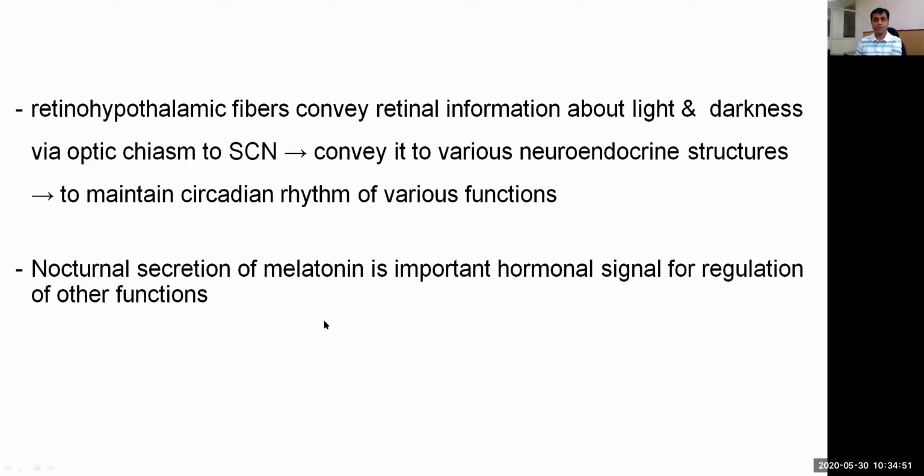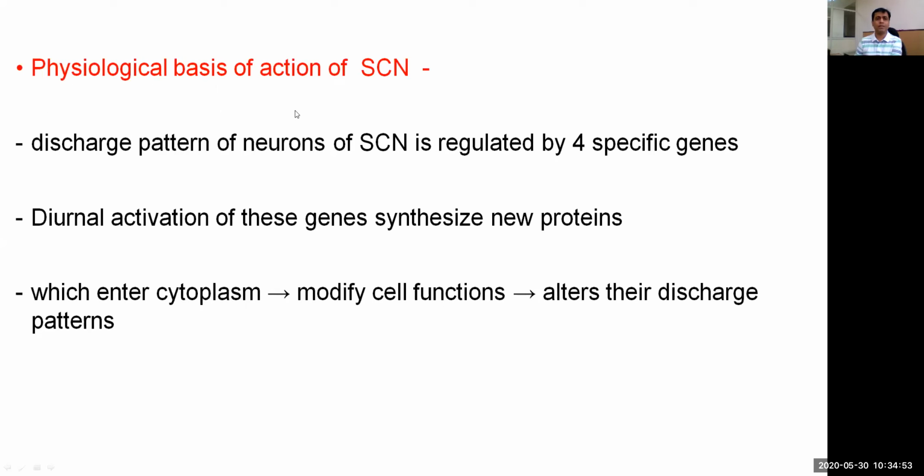of other functions. What is the physiological basis of action of the suprachiasmatic nucleus? The discharge pattern of neurons of this particular suprachiasmatic nucleus is regulated mainly by 4 specific genes. And whenever these 4 specific genes are diurnally activated, they cause the synthesis of new proteins.